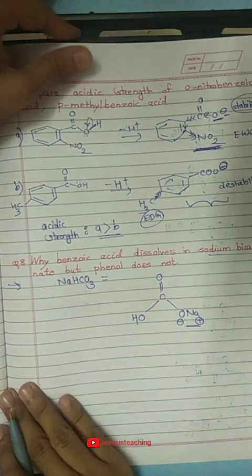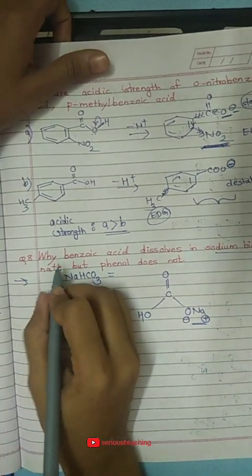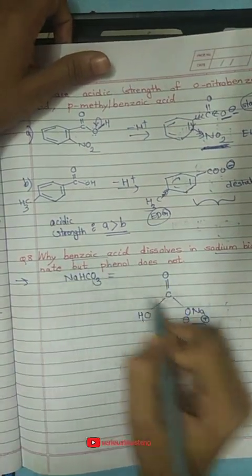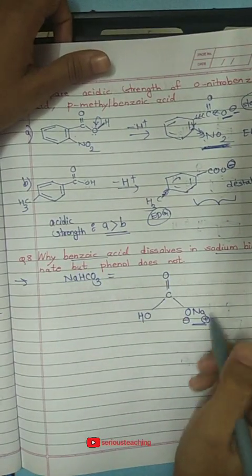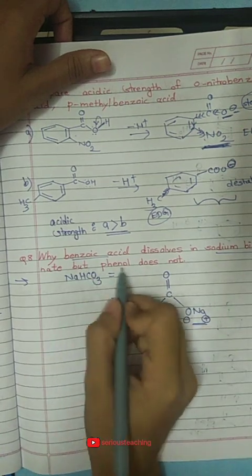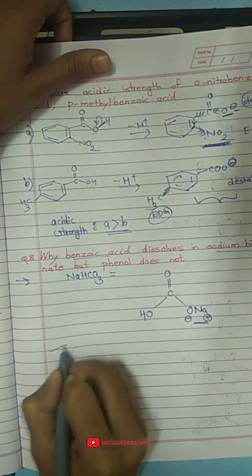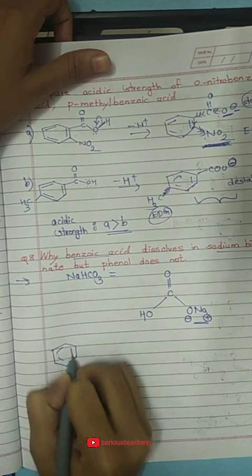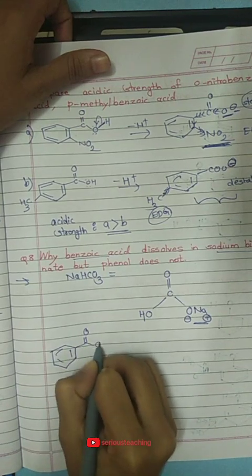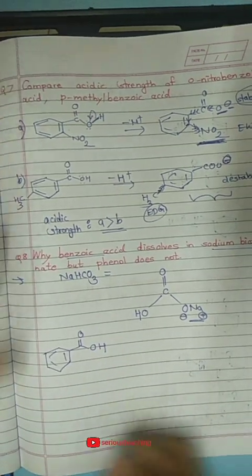Now in this case, we have to see that benzoic acid is dissolvable in sodium bicarbonate, but phenol is not. So what is benzoic acid? Benzoic acid is this. This is benzoic acid and phenol is this.